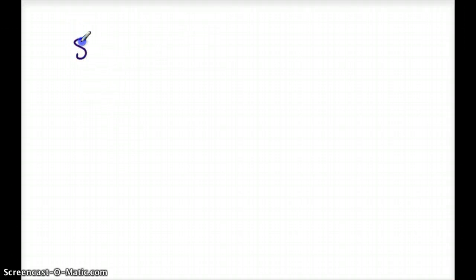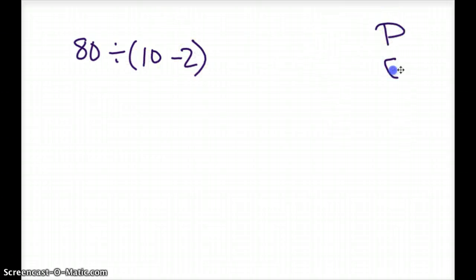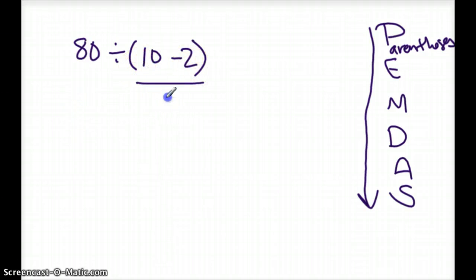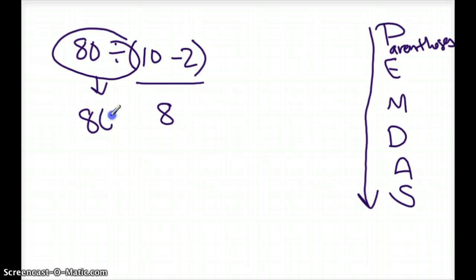If I have 80 divided by (10 minus 2), remember our saying PEMDAS. This is the order that you work in. You go from top to bottom. The top stands for parentheses, so I do anything in parentheses first. So I'm going to start with 10 minus 2, which is 8. Then I drop down everything else and rewrite it. So now I have 80 divided by 8, which equals 10. So 80 divided by (10 minus 2) equals 10.